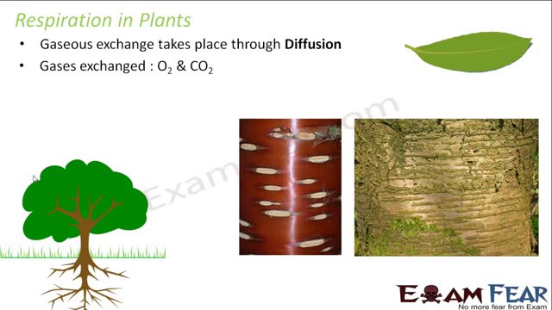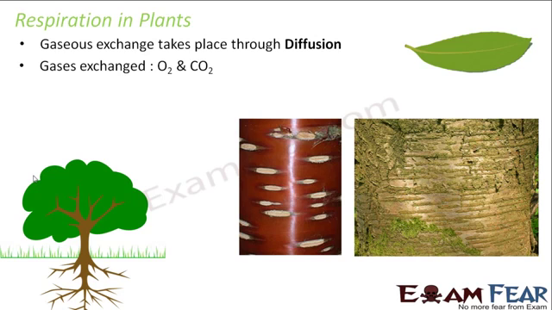What are the gases that are exchanged? Oxygen and carbon dioxide. So we have seen in the process of photosynthesis, carbon dioxide is a gas which is needed for photosynthesis. Right? So therefore intake of carbon dioxide had to take place. At the same time we saw that in photosynthesis oxygen was released. So oxygen was a product, and it was to be thrown out of the plants.